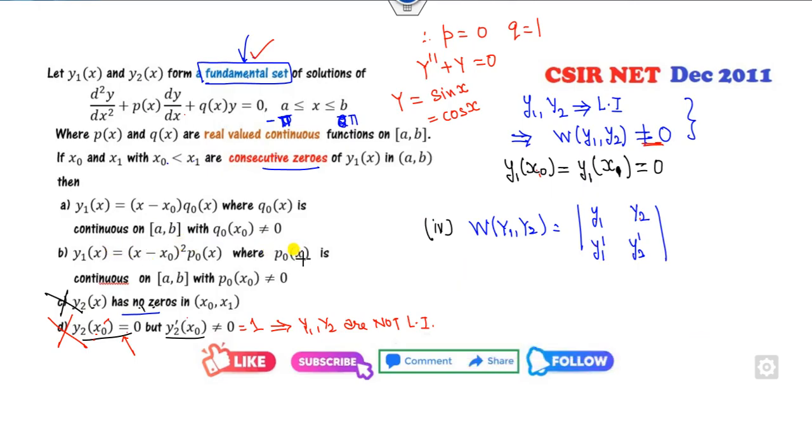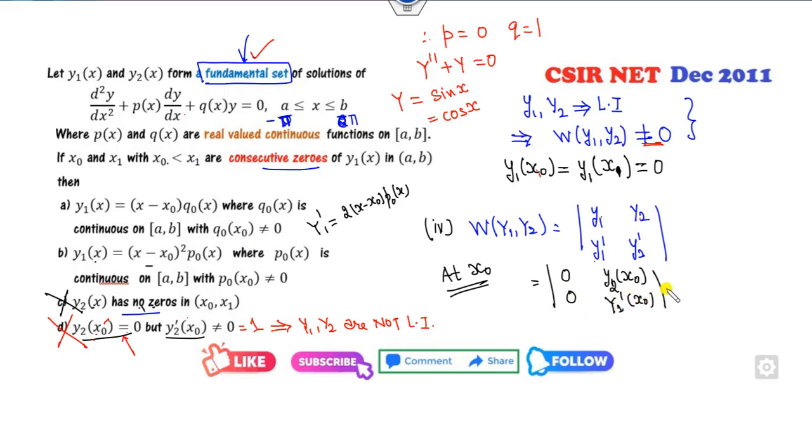y1 this, where p of this. So if y1 is my here, again I can check at the point x naught. y1 is 0, y2 we never know. Fine. y1 dash, what is the value of the y1 dash at the point x naught? It is 0. What is the value of the y1 dash? 2 times x minus x naught of p naught x. So clearly this is 0, and whatever the value of this, what is the determinant of this? Again 0, but we need a non-zero. This option is again cancelled out.